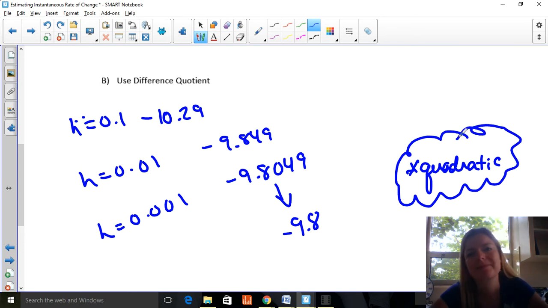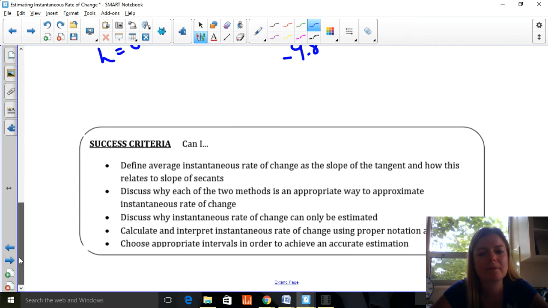Okay, so now take a look at the success criteria. Make sure that you are able to do those things, or maybe check off the ones you feel good about and star the ones you don't, so we can talk about it tomorrow. And hopefully through doing the homework, you can feel more confident about these success criteria.